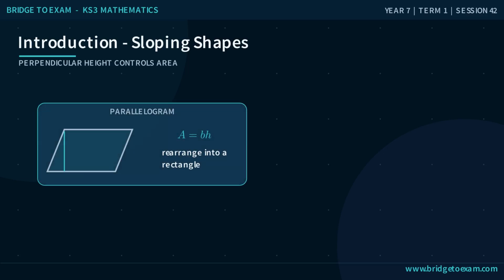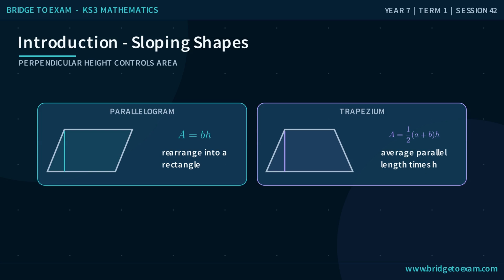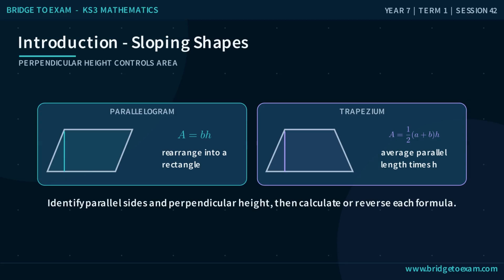Session 42. Area of parallelograms and trapeziums. These sloping quadrilaterals still use a perpendicular base-to-base height. A parallelogram rearranges into a rectangle, while a trapezium uses the average of its parallel sides times the height. By the end, you'll calculate both areas, select the correct height, solve reverse problems, and explain each formula.